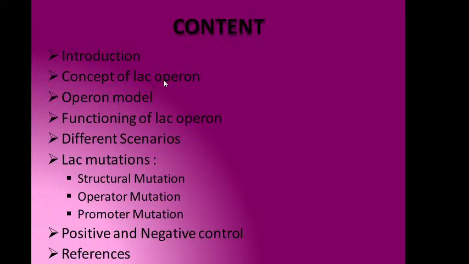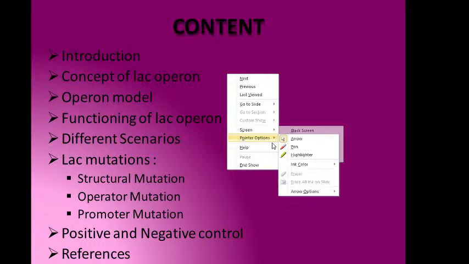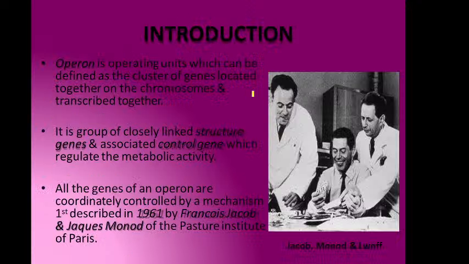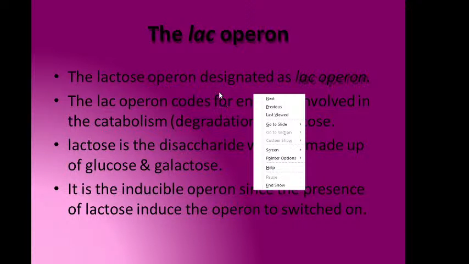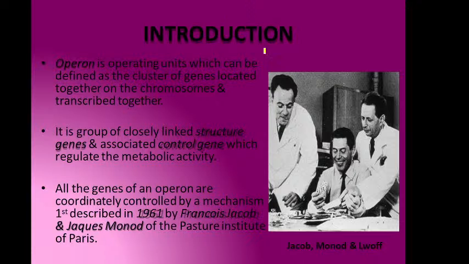As we have just done the structure of a gene, you will be able to understand the lac operon also. Let me tell you about the very basics. First of all, the history of it, the introduction, what is basically an operon, how it came into existence. So, an operon is an operating unit which can be defined as a cluster of genes. Cluster means a group of genes which are located together on a chromosome, and they are transcribed together.